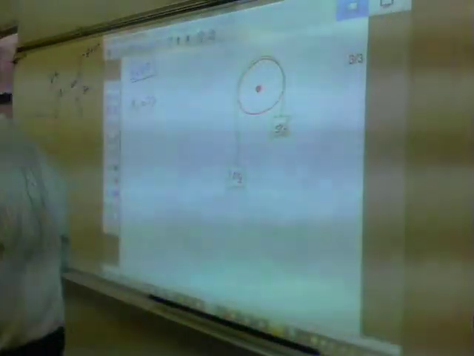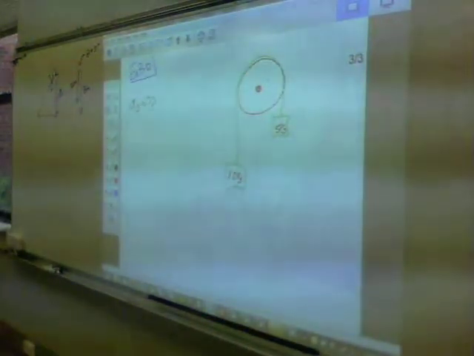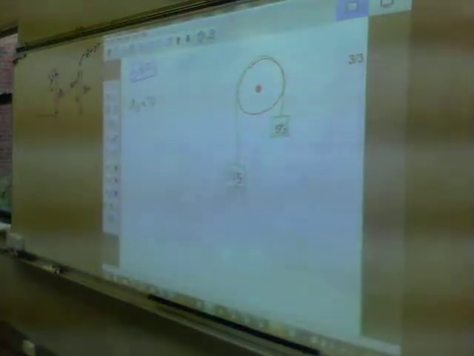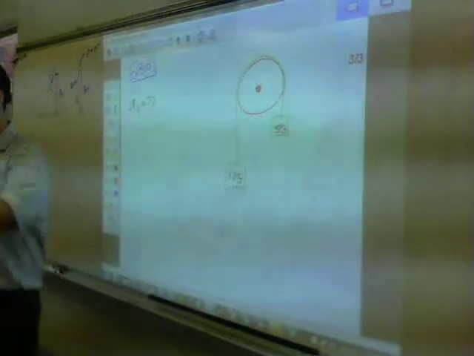What's the tension? Tension's equal. Assuming this is a massless, frictionless pulley, and it's going without slipping.